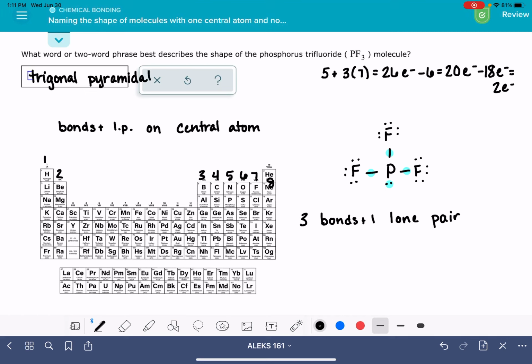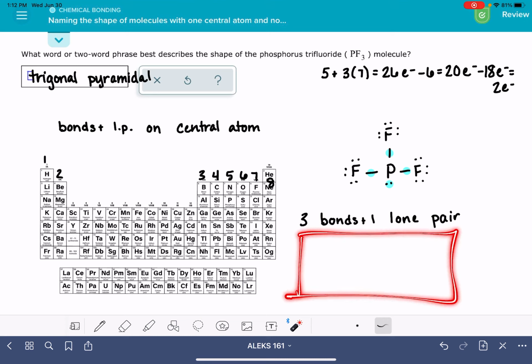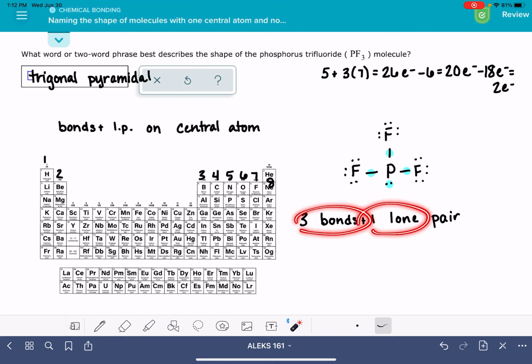So again, what you're going to need to do, step 1, come up with a Lewis structure. Step 2, look at the central atom and count how many bonds you have and also how many lone pairs you have. And then step 3, consult some sort of resource, some sort of table that gives you all of the different possible combinations of bonds and lone pairs and what that particular shape is referred to.